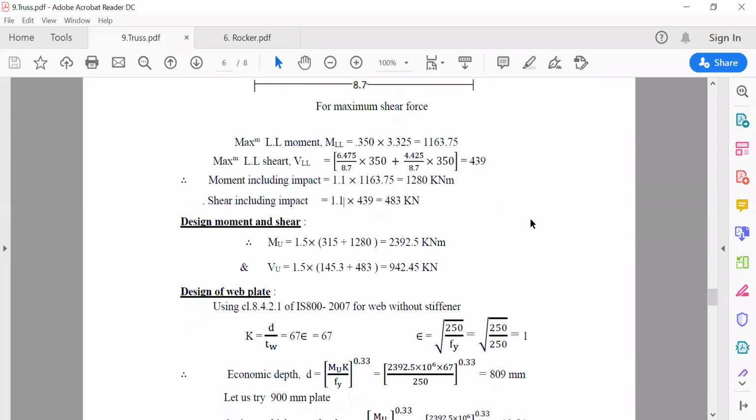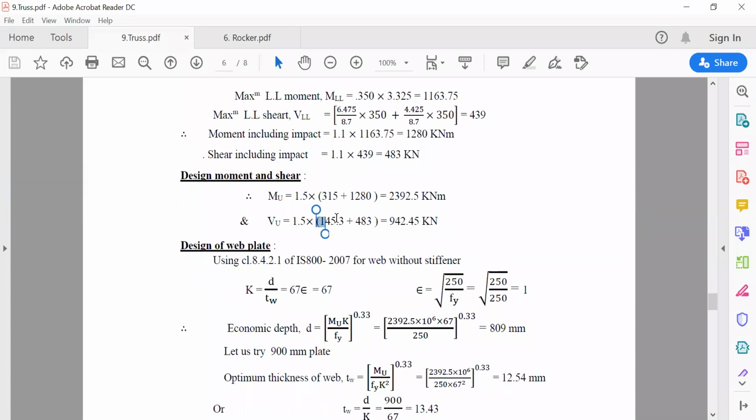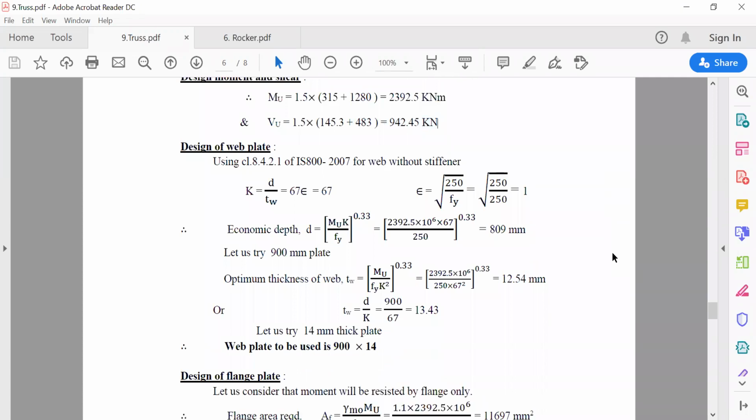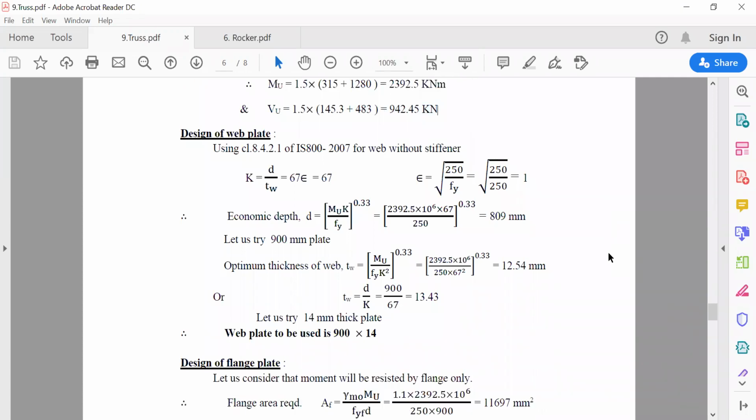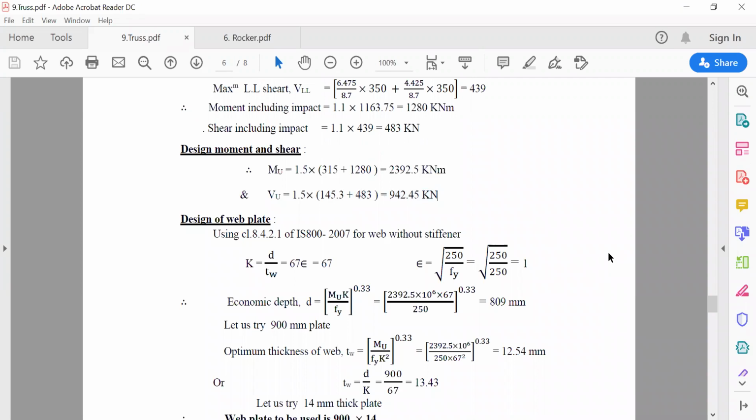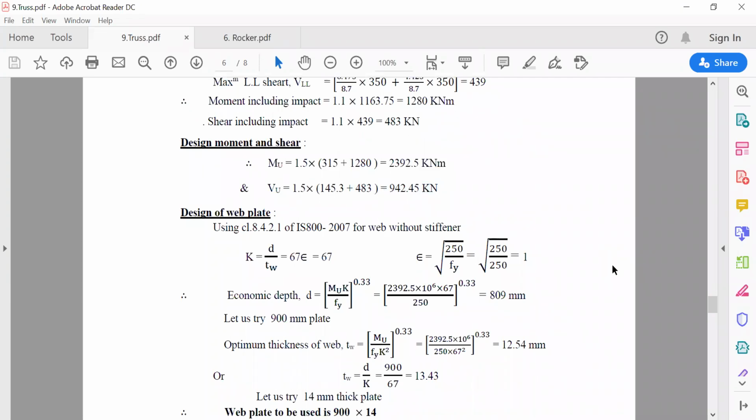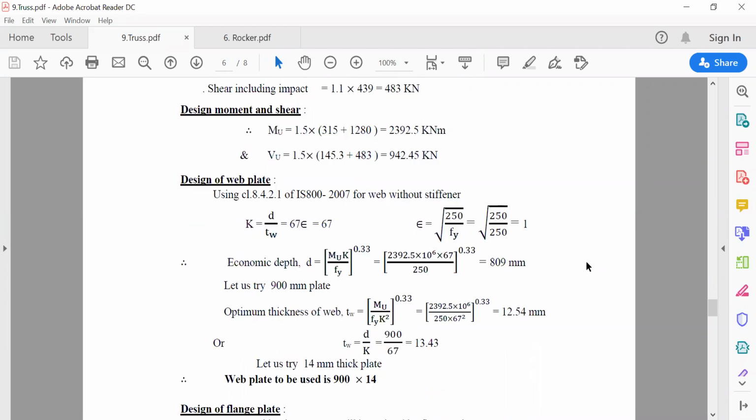So dead load moment plus live load moment into 1.5 gives the factored moment. Dead load shear force plus live load shear force into 1.5 gives the factored shear force. So this is the calculation of the loads for the cross girder.